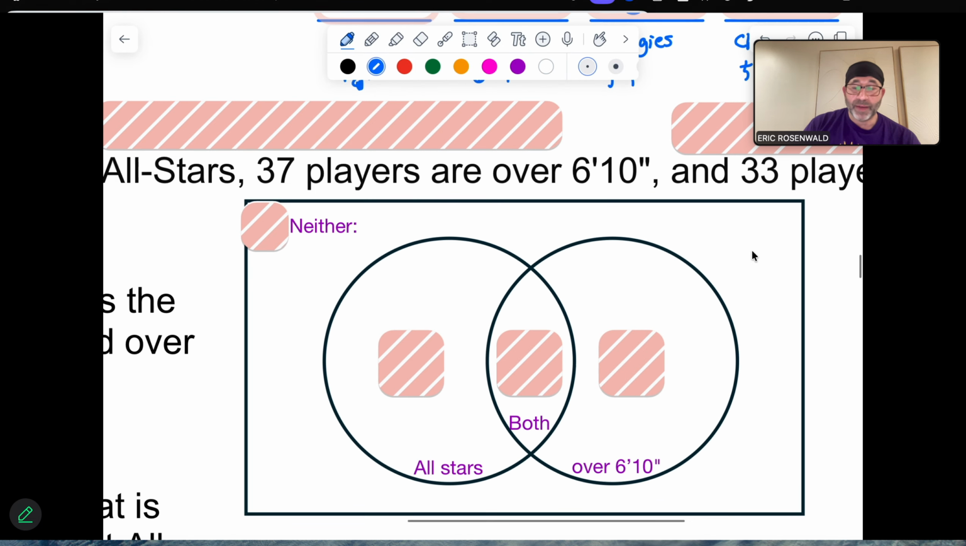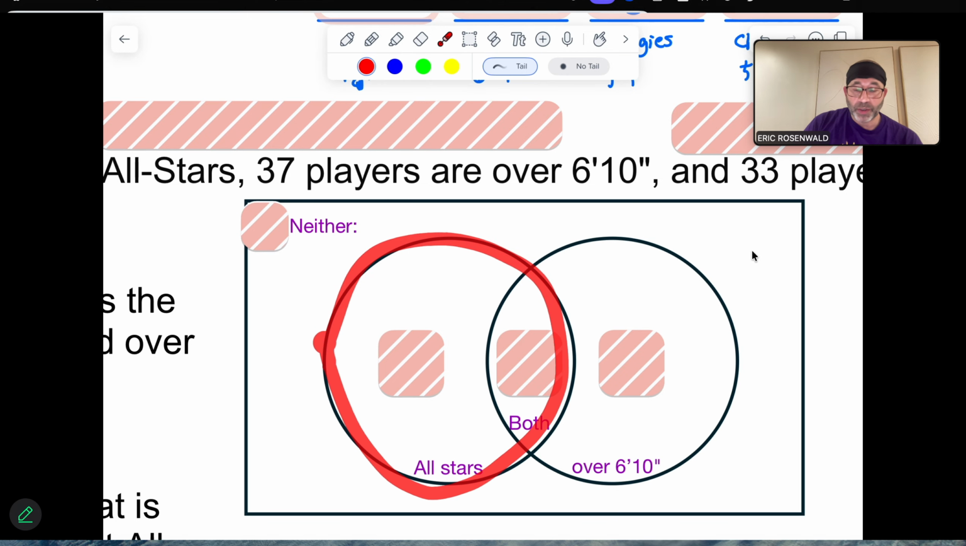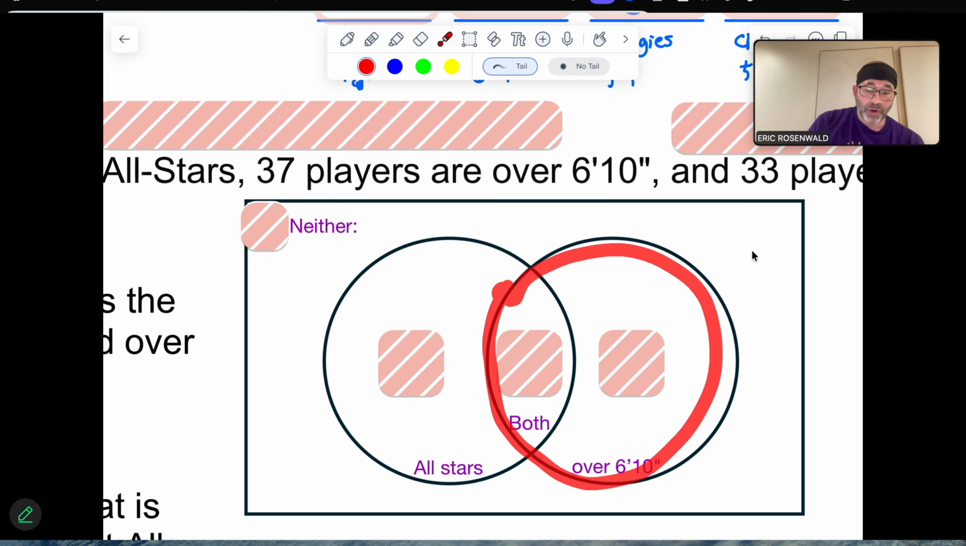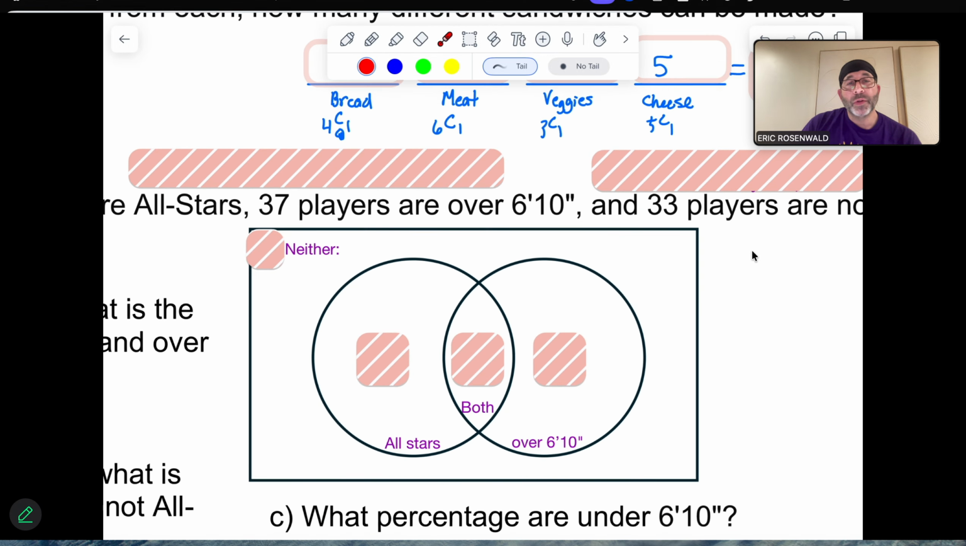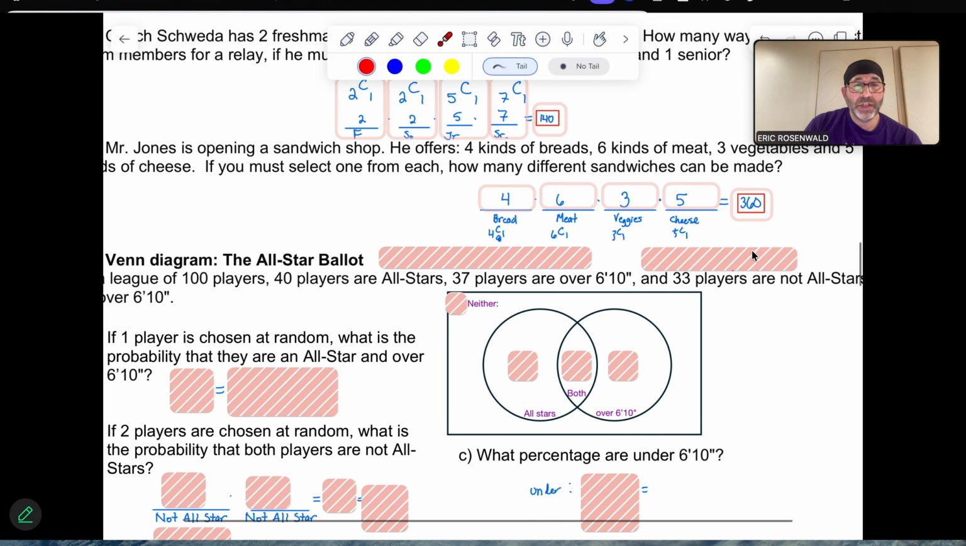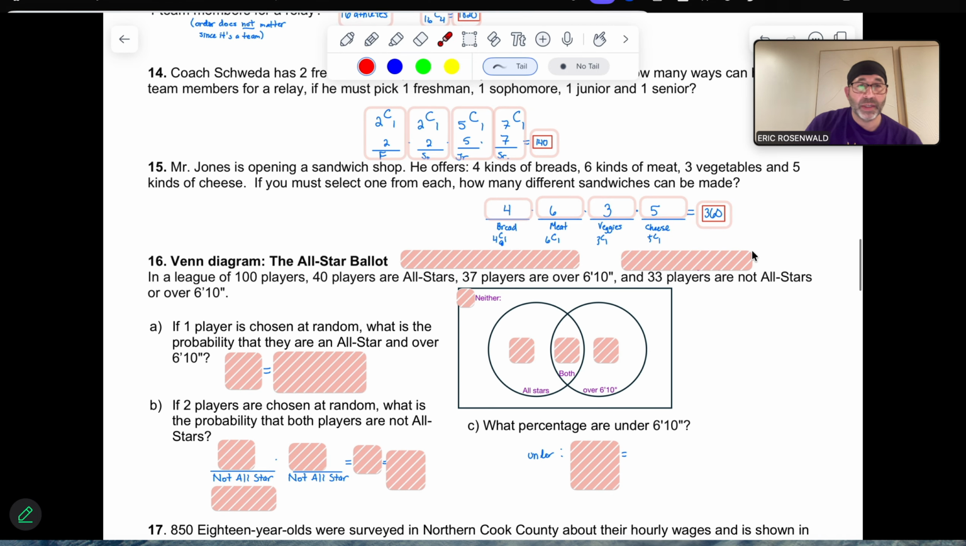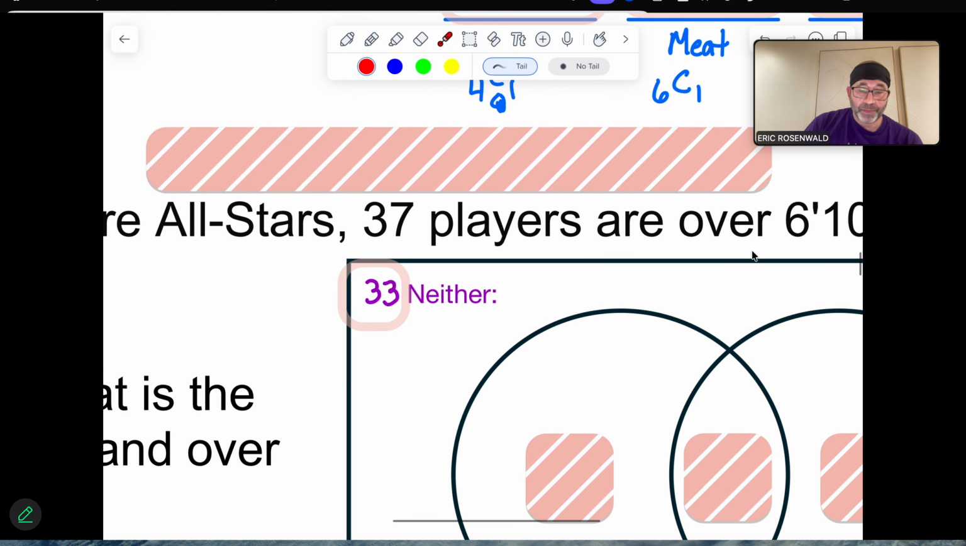When we look at the diagram, you should remember that outside of the circles are going to be the neithers. This circle right here is where we're going to have the all-stars. This circle right here is where we're going to have over 6 feet 10 inches. And in the middle here is where we're going to end up with both. Okay? So let's start with the easy part, the neither. As it says here, 33 players are not all-stars and they're not over 6'10". So that means that there are 33 that are neither.